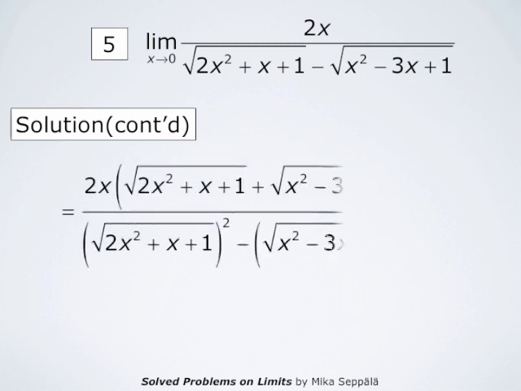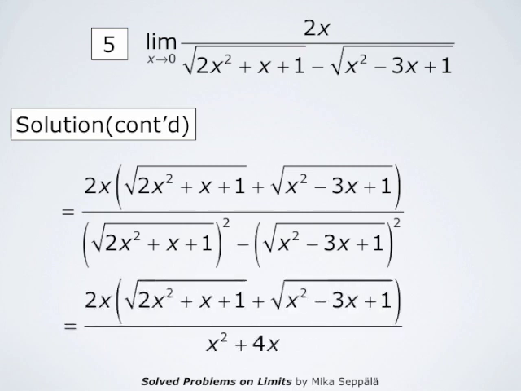So we observe that we had now for the original expression 2x divided by square root of 2x squared plus x plus 1 minus square root of x squared minus 3x plus 1. We now get that in the form 2x times the sum of the square roots, and that divided by the first square root squared minus the second square root squared. So this becomes just 2x times the sum of the square roots divided by x squared plus 4x.